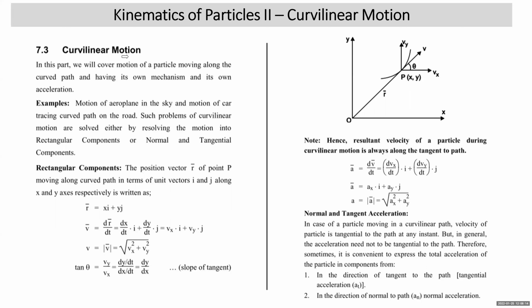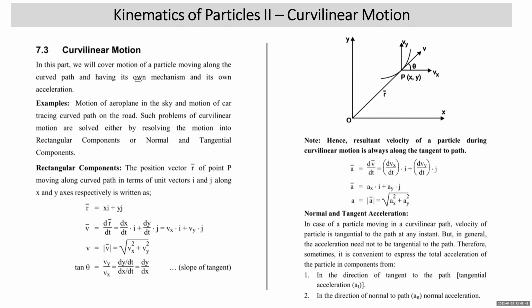Hello students, in this part we will cover the problems of motion of a particle moving along a curved path and having its own mechanism and having its own acceleration. In the previous lecture we had covered the problems of curvilinear motion, but of projectile. Projectile is a special case of curvilinear motion where an object is thrown at some velocity in any direction other than vertical and subsequent motion is under the influence of gravity.